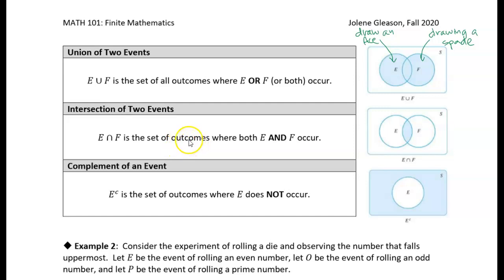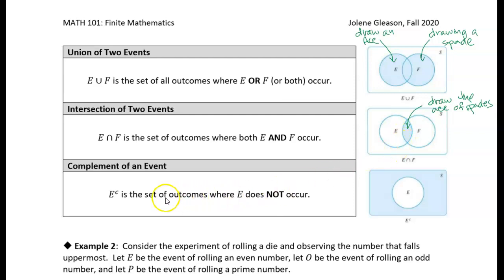Now the intersection of two events is just the set of outcomes where E and F both occur. Okay, so if we use the same example that we were just talking about, then the intersection of these events would be drawing the ace of spades. Right? Because that's the only card that is both a spade and an ace.